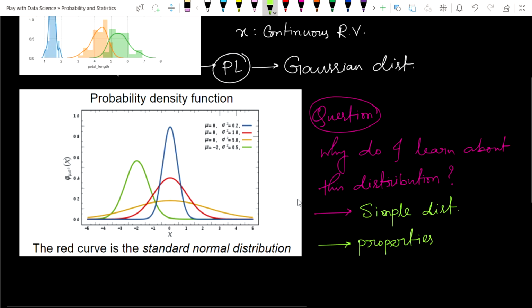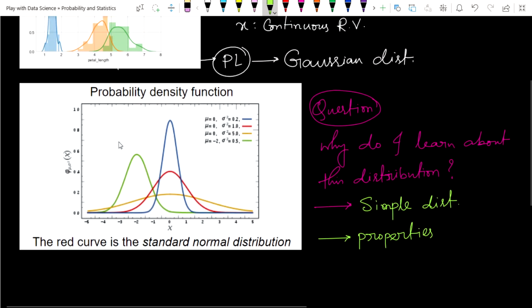Now I am taking these pictures from Wikipedia. You can easily find the probability density functions there. Search for the Gaussian normal distribution on the Wikipedia page, and you can find these pictures, which explain these things very well. I am taking these pictures from there.